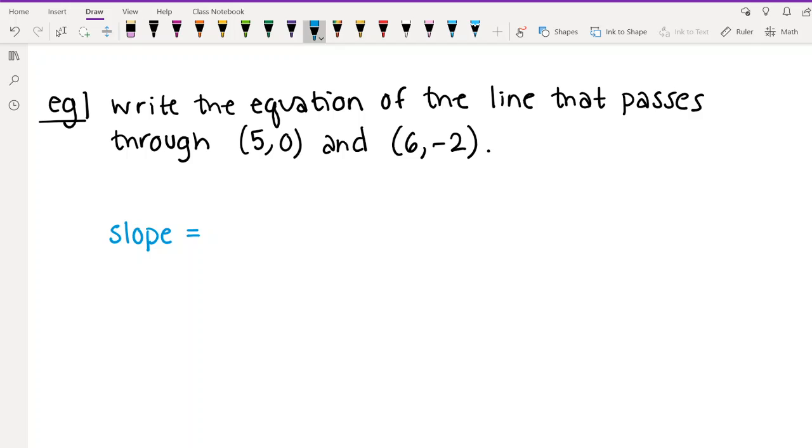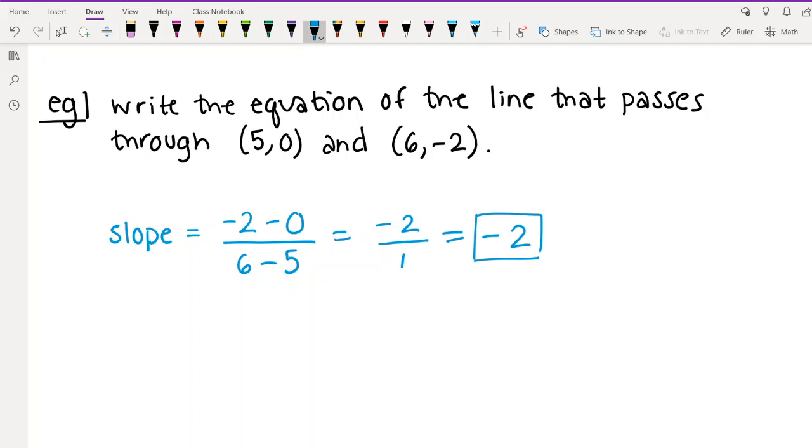So remember, you can do that in either order. So we can do either point minus the other one. So maybe let's do the second point minus the first one. So we're going to do -2 minus 0 as our numerator. And then that means that the denominator will be 6 minus 5. And so that comes out to be -2 over 1, which is -2. So that tells us our slope is -2.